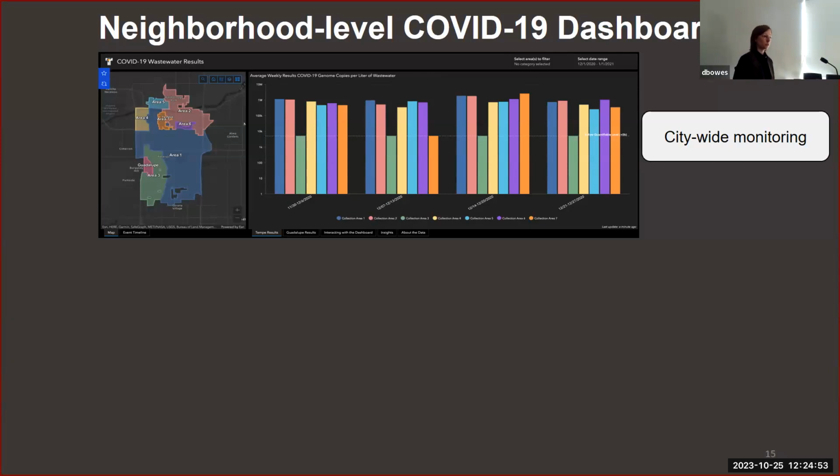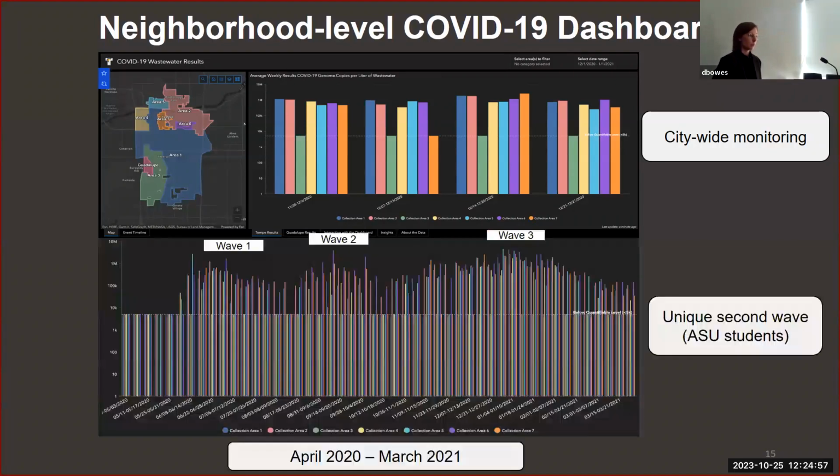And this dashboard was officially launched early in May of 2020. So now let's expand. We have that full data set here, April 2020 through March 2021. And as you can see, it's quite a bit of data to just shove into a small screenshot here. But you may be able to tell that we have three major waves of infection here.